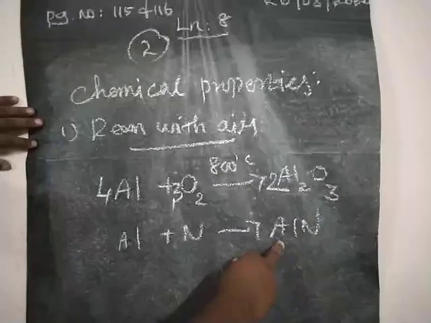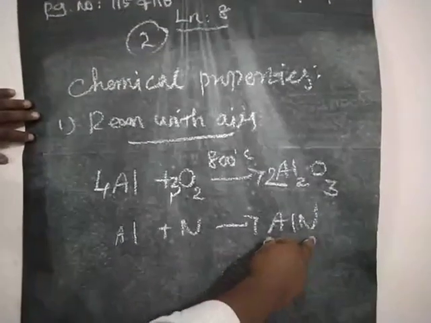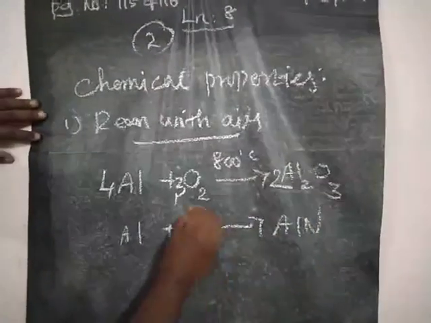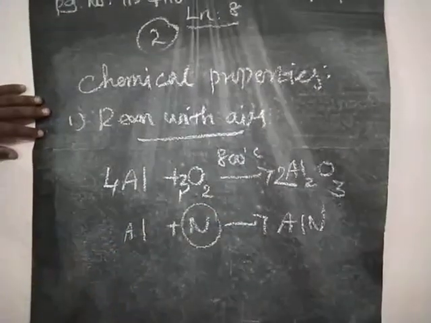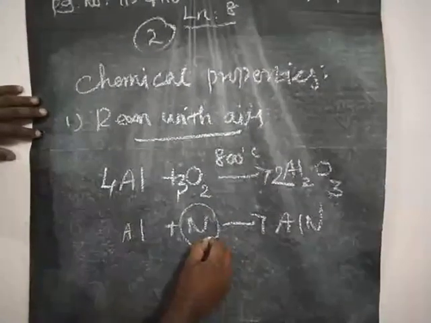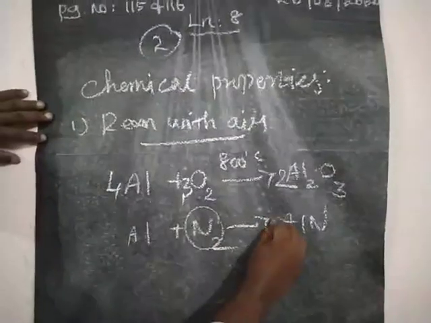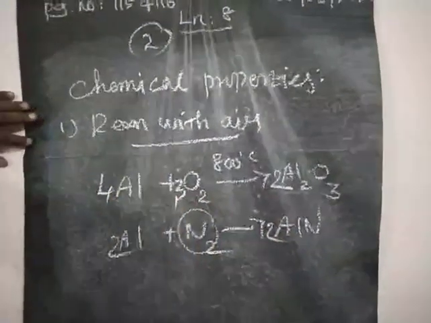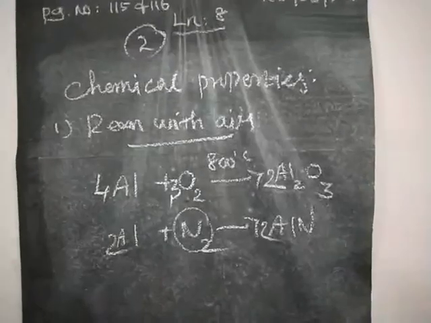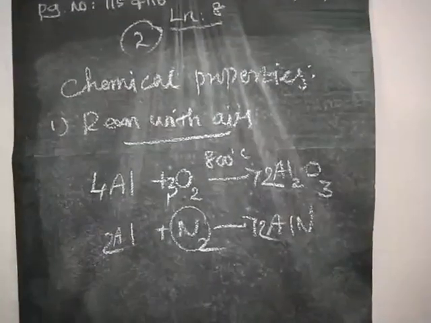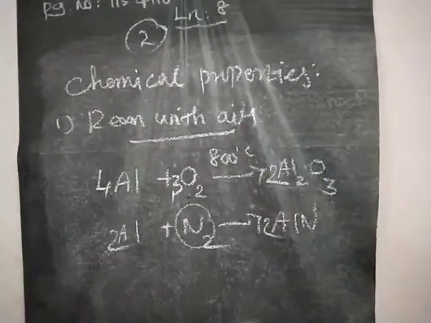Nitrogen does not react in the element form, but in the molecule form. So automatically here 2, here 2. The first point, reaction with air, gives the corresponding oxides and nitride.